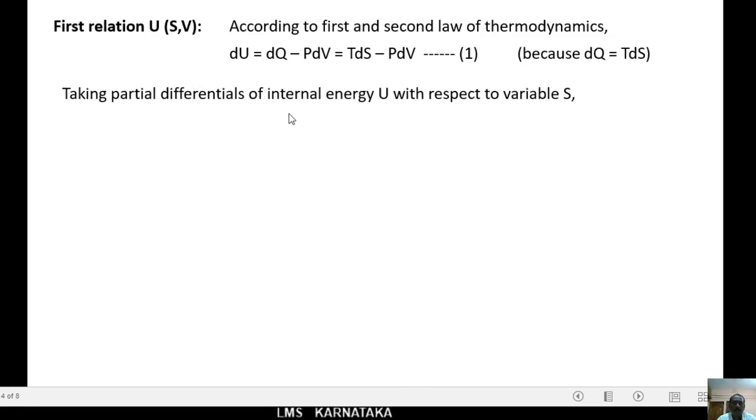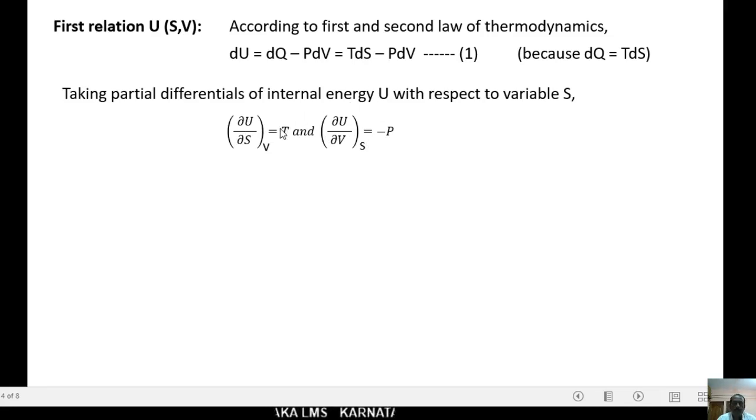Taking partial differentials of internal energy with respect to variable S. Here the first law is a function of the entropy and volume. Therefore, you have to take partial differentials. Here dou U by dou S with respect to, here V is constant, that is equal to T, and dou U by dou V is equal to minus P here.